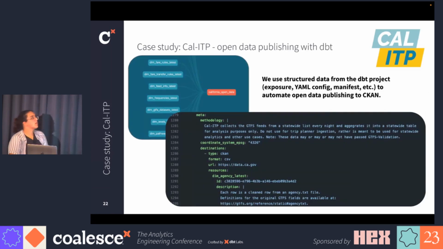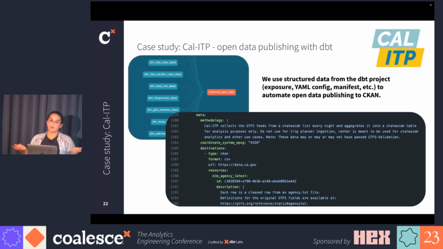And one specific thing that we did that I thought might be interesting to public sector folks in particular is that we automated our open data publishing. The California Open Data Portal is based on CKAN, and this is just another example of the kind of thing that DBT can help facilitate, because previously publishing to the Open Data Portal was a manual process.